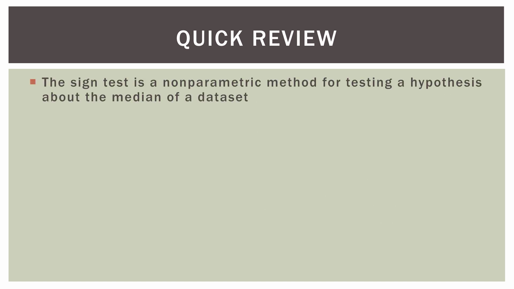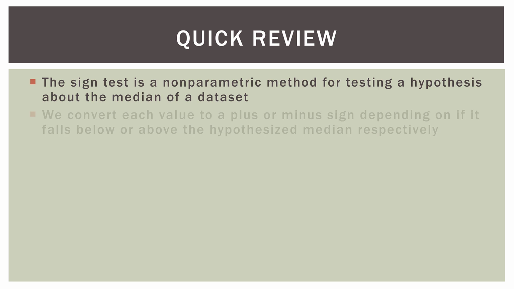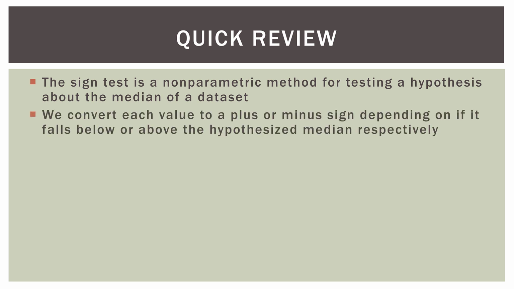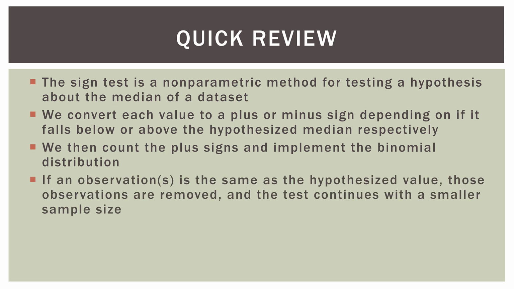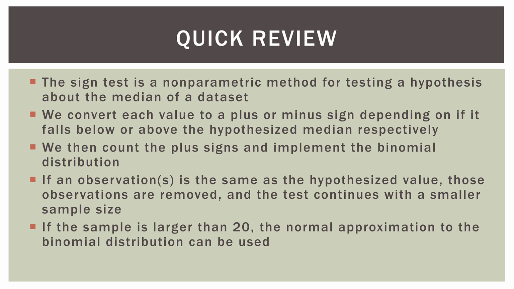Quick review. So the sign test is a non-parametric method for testing a hypothesis about the median of a data set. We convert each value into a plus or minus sign, depending on if it falls below or above the hypothesized median, respectively. Then we count the plus signs and implement the binomial distribution. If an observation is the same as the hypothesized value, those observations are removed and the test continues with a smaller sample size. Now, if the sample size is larger than 20, we can use the normal approximation to the binomial distribution instead of adding up countless probabilities like we had in that table before.